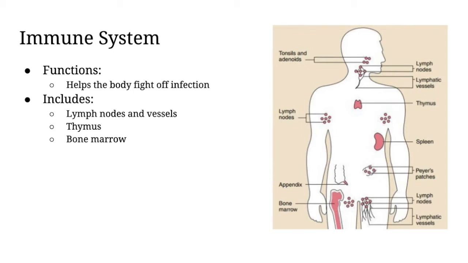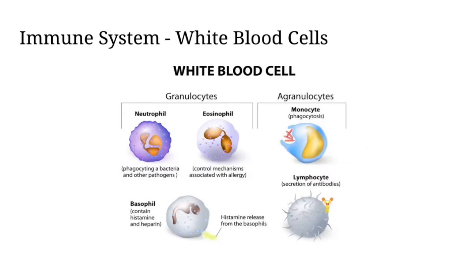The immune system includes, but is not limited to, and I've just listed a few here, your lymph nodes and lymph vessels, your thymus gland, and your bone marrow. Again, those are just a few parts of the immune system. Part of your immune system would also be your white blood cells. There are multiple types of white blood cells in our body, and each does something different.